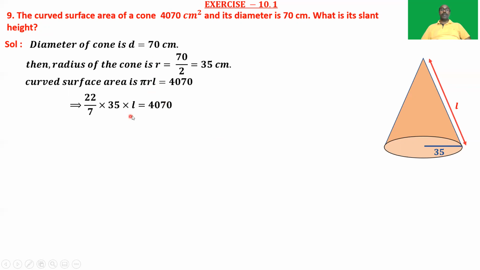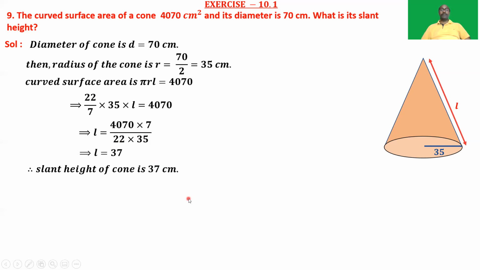So then from this equation we get L is equal to 4070 into 7 by 22 into 35. So by simplifying this one, we get L is equal to 37. So the slant height of the cone is 37 centimeter. Okay. So we just have to equate pi r l to the given curved surface area.